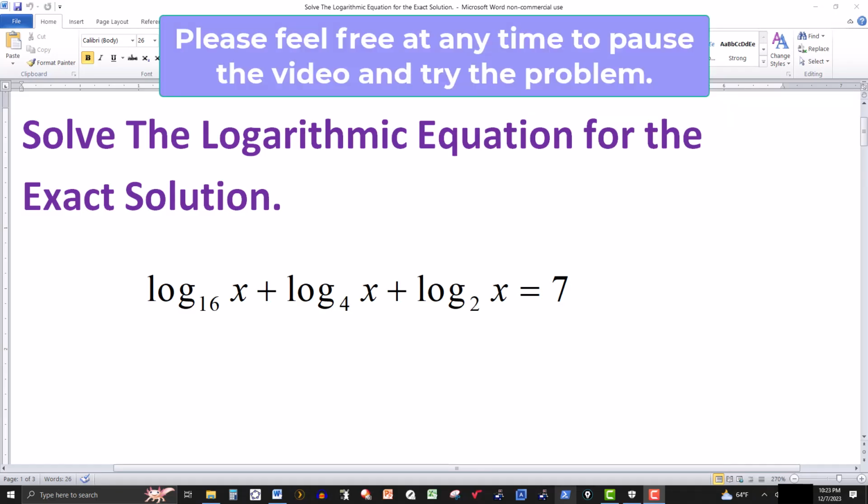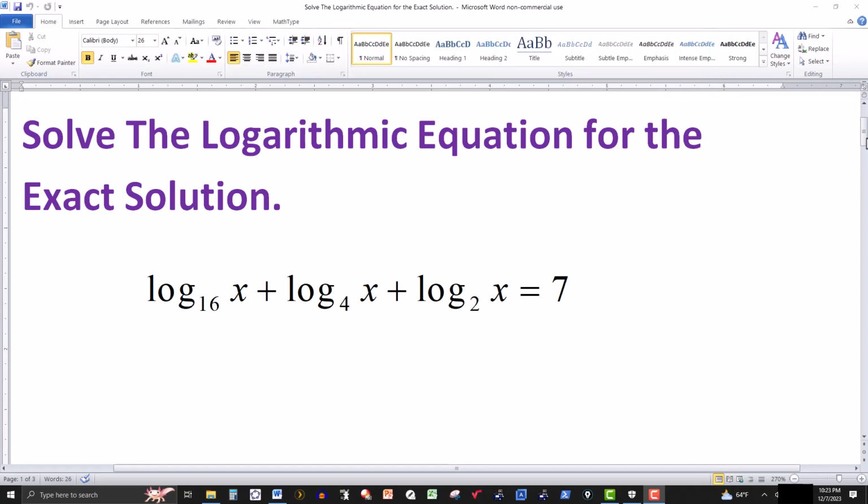In this video, we're going to solve this logarithmic equation. It has one log with base 16, one with base 4, and one with base 2. And we're going to solve it two ways. I'll look at the easiest, or shorter, one first.